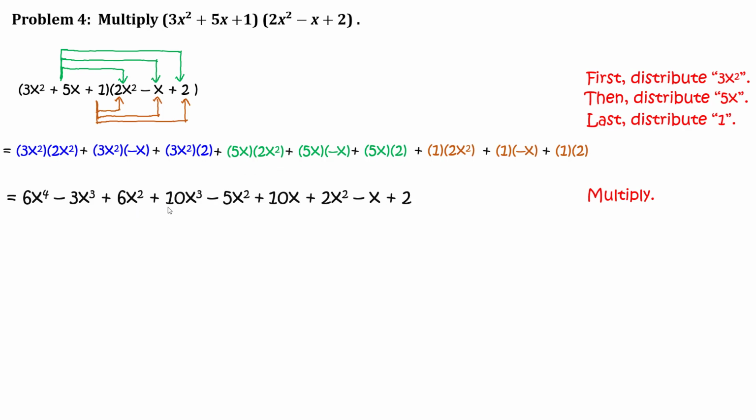5x times 2x squared is 10x cubed. 5x times negative x is negative 5x squared. 5x times 2 is plus 10x. 1 times 2x squared is 2x squared, minus x, plus 2. And then I'm going to combine like terms. There's only one 6x to the 4th. I have a 7x cubed if you combine the two third-degree terms. I have a 3x squared: 6x squared minus 5x squared is 1x squared, plus 2x squared is 3x squared. And then 10x minus x is 9x, and then plus 2.